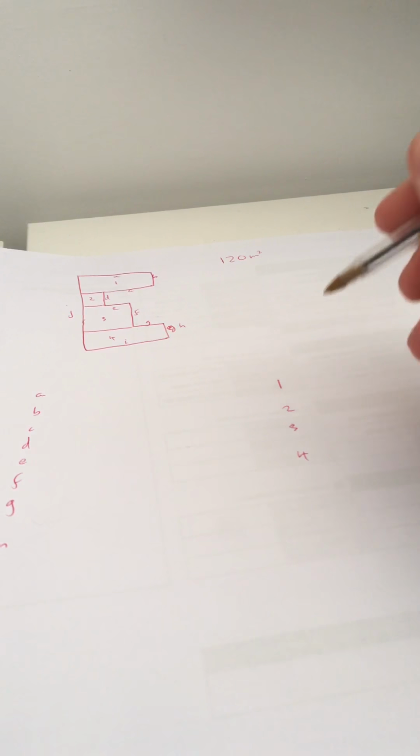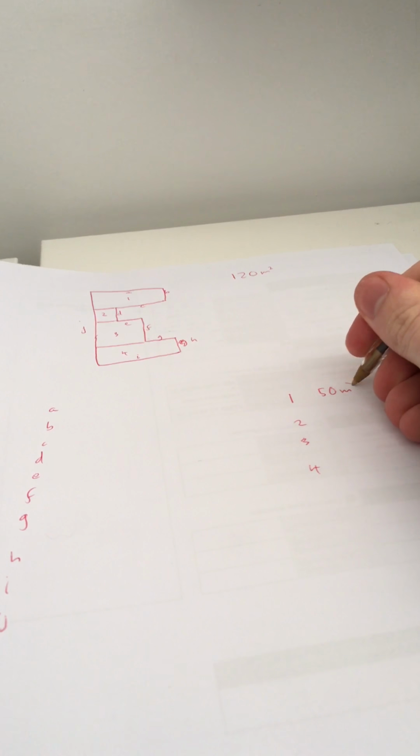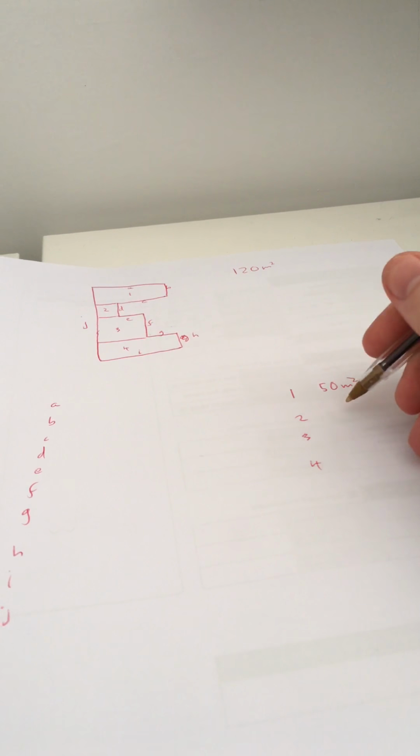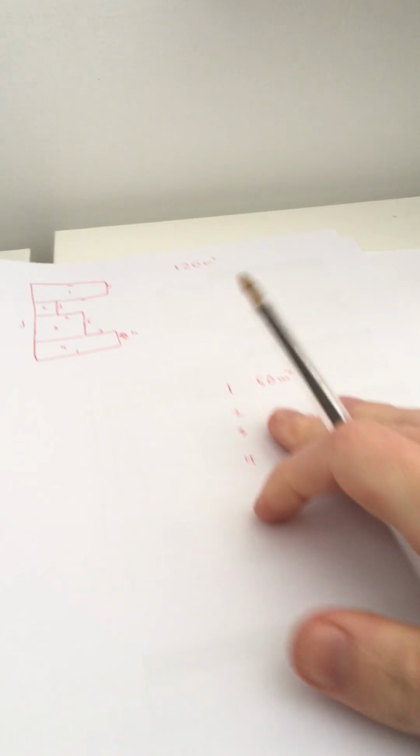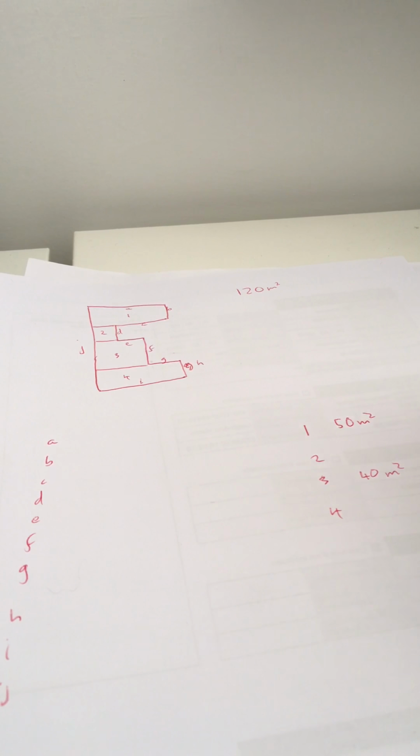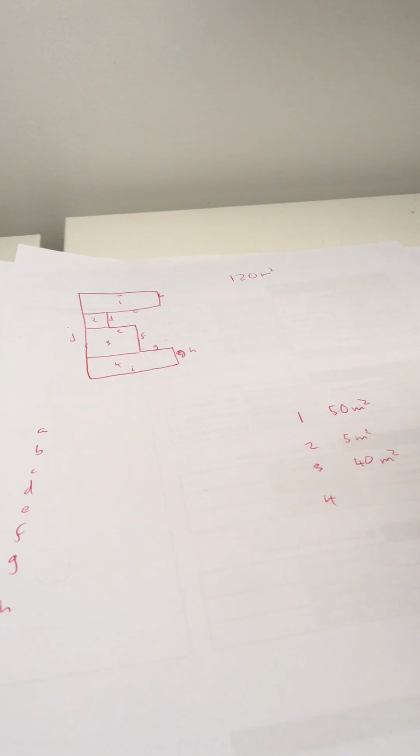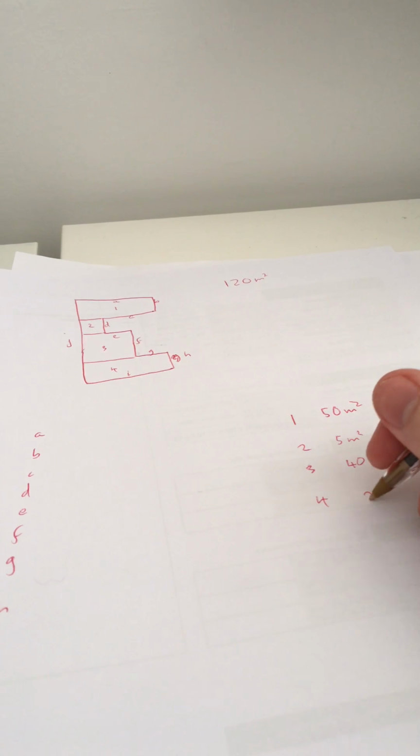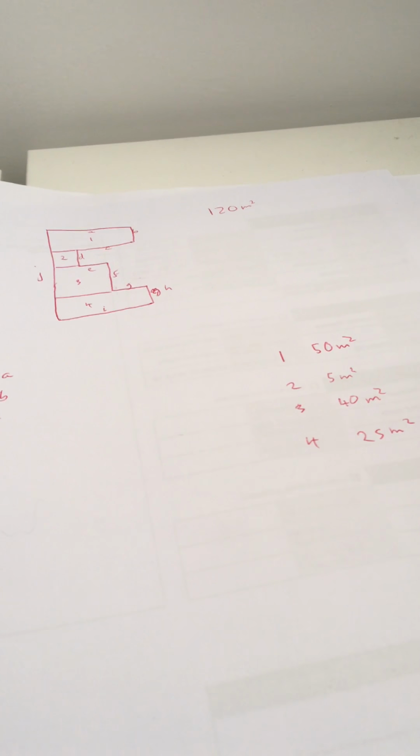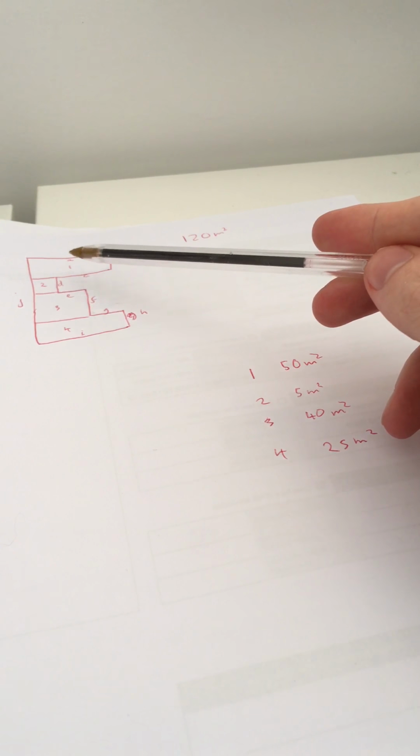you can assign rough areas. Let's say section 1 looks like it's the biggest, so I'm going to make that 50 meters squared. Section 3 is the second biggest, so let's call that 40 meters squared. Section 2 is the smallest, so let's call that, I don't know, 5 meters squared. And section 4 is the next biggest, let's call that 25 meters squared.